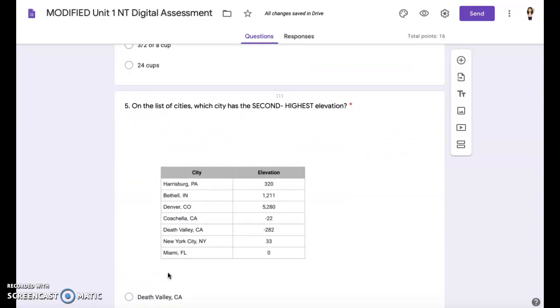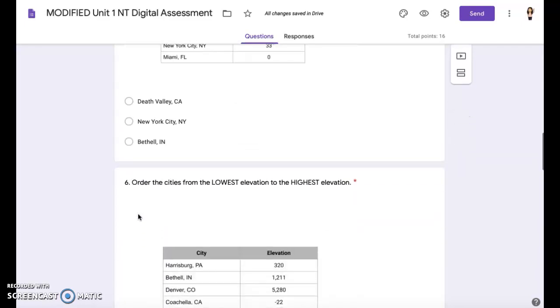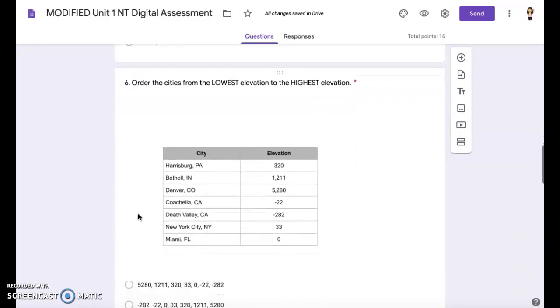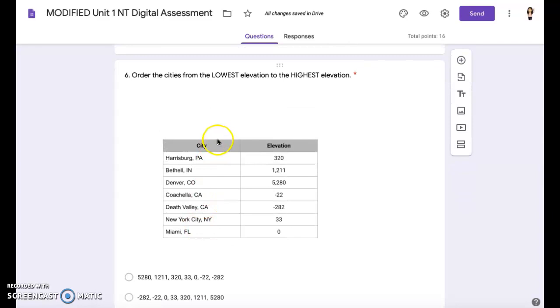Number 5. On the list of cities, which city has the second highest elevation? Look at the chart very carefully. Death Valley, California, New York City, New York, or Bethel, Indiana? Number 6. Order the cities from the lowest elevation to the highest elevation. Look at the elevations carefully before making your choice. Lowest to highest.